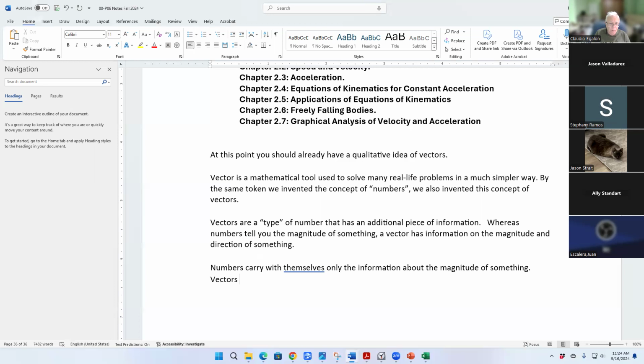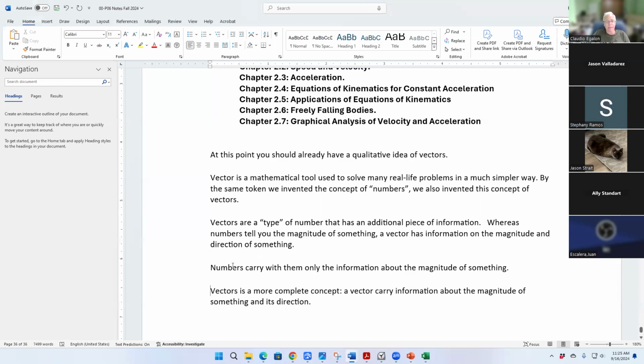Vectors are a more complete concept. A vector carries information about the magnitude of something and also its direction. That's the important difference between vectors and numbers.